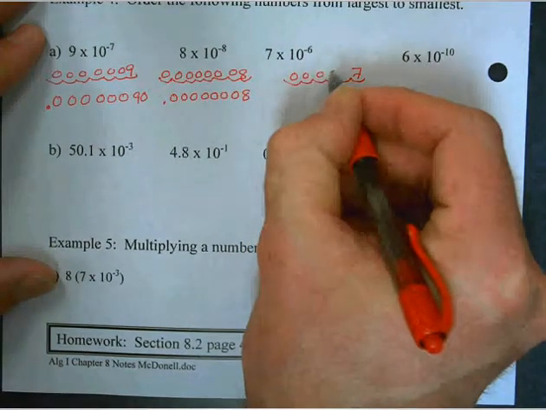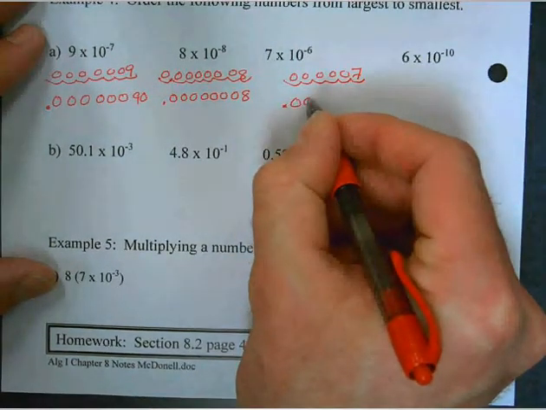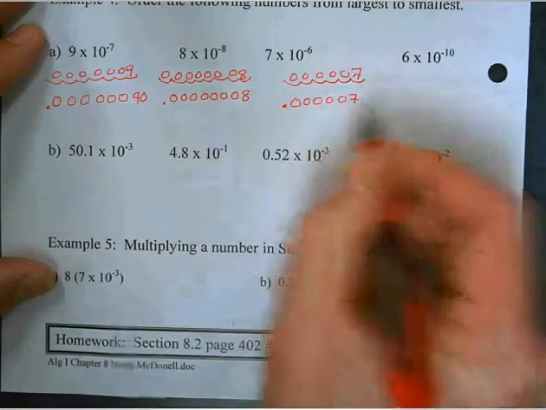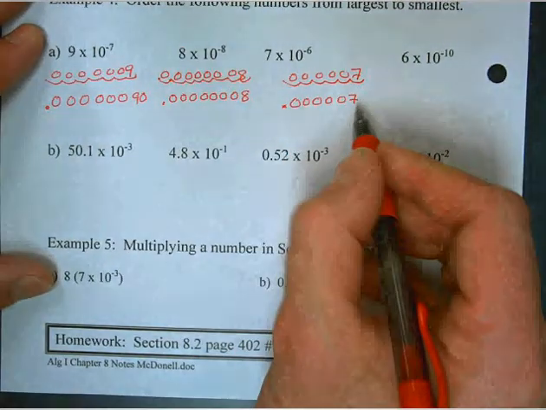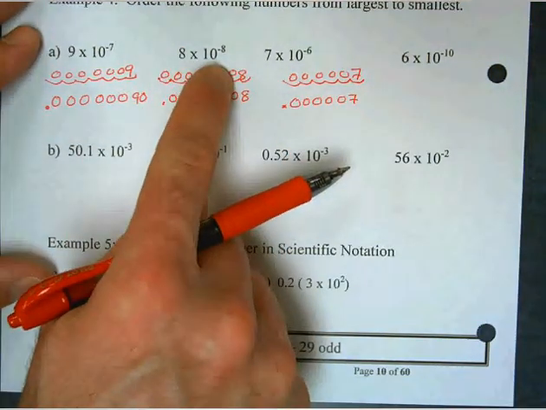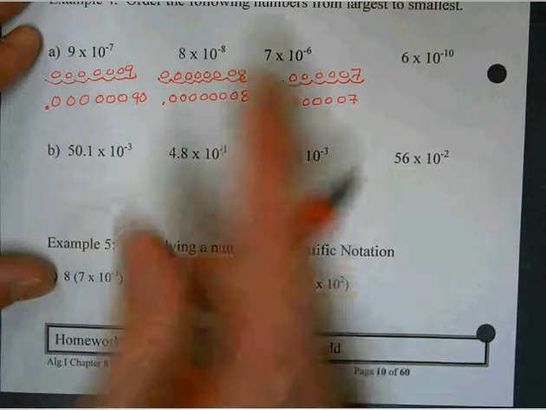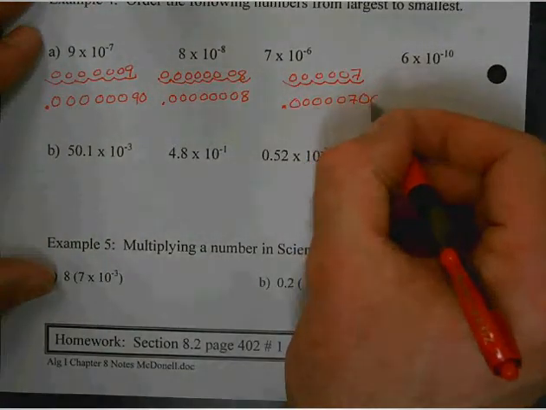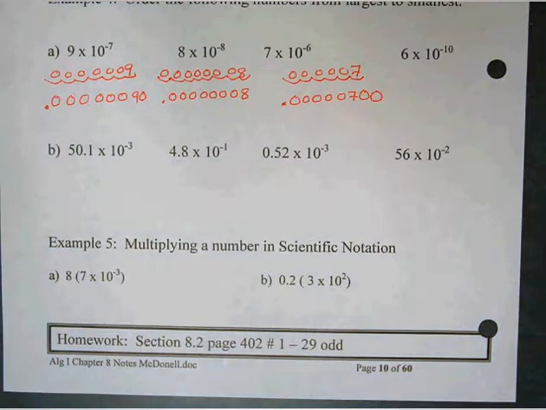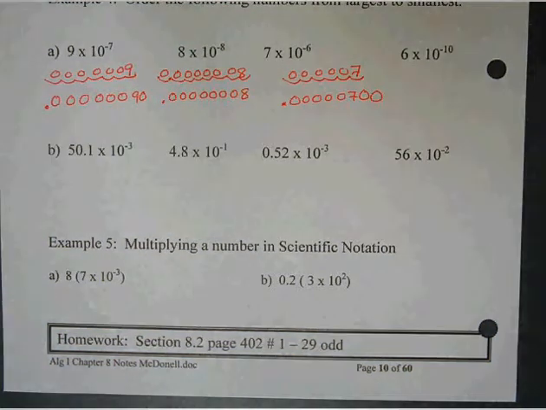So that's 0.00007. It only has 6 positions. My biggest one has 8 positions. So what do I want to do? Add on 2 zeros. So now they all have 8. So now what's the biggest one? 7. Okay.